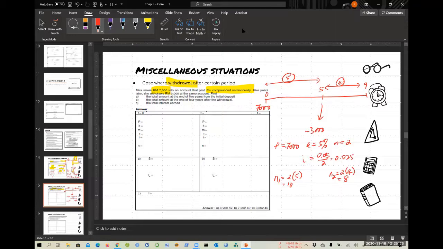Okay. So right now you can find the value of S. For the first one, they ask you to find the value of S at the end of the 5 years after the initial deposit.